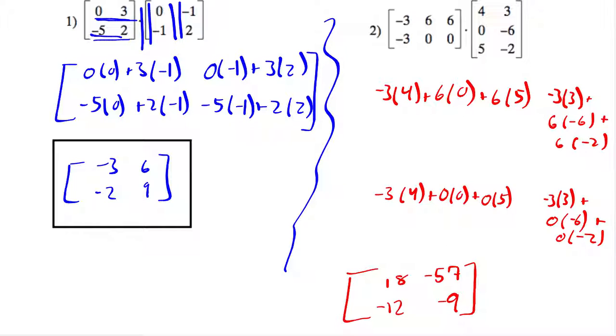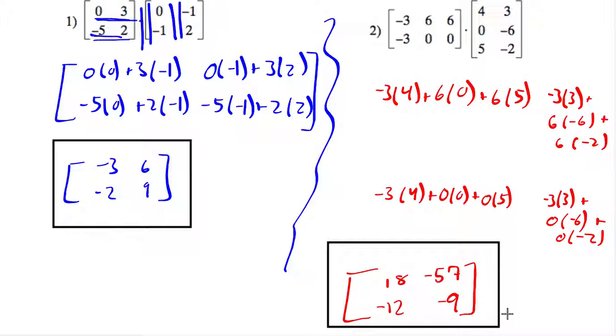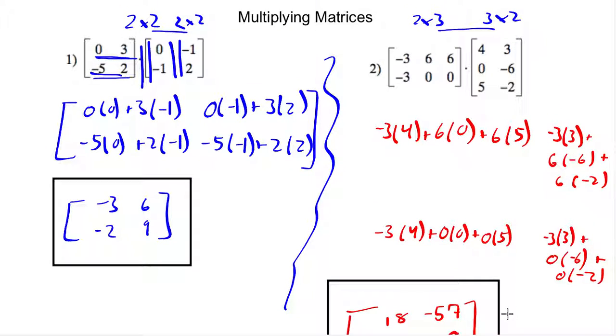Sometimes this seems a little bit more tedious than anything else, but as long as you write out your steps, as long as you show your process, you can't go wrong. So get some more practice in and watch out to make sure that the columns and the rows match so we can multiply.